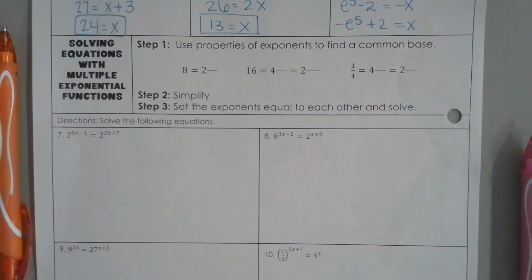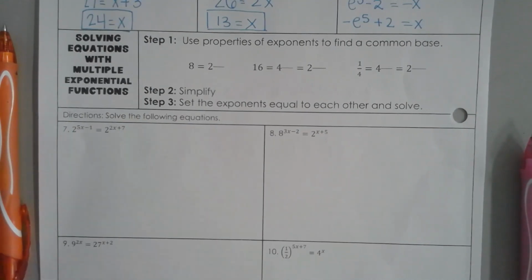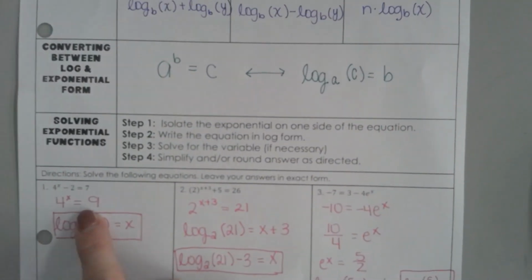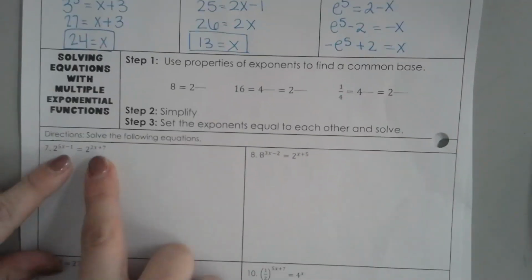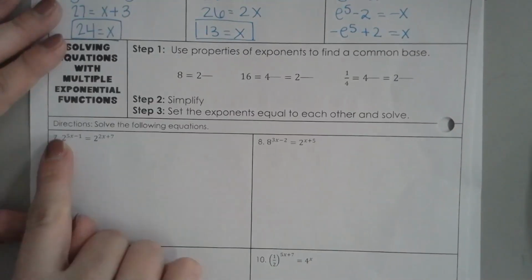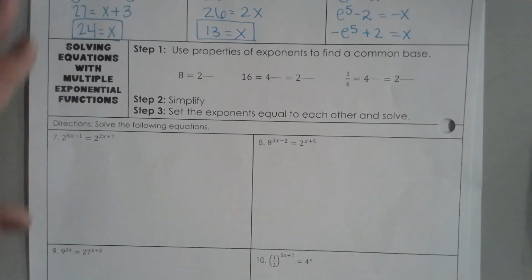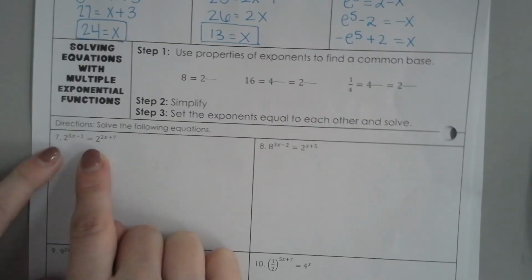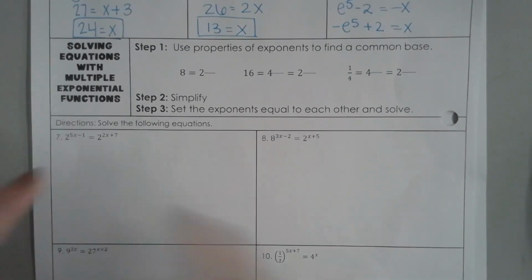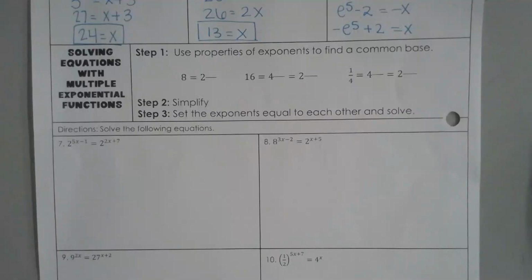Solving equations with multiple exponentials. If you compare number 7 to number 1, or any of these 1, 2, 3, notice there's only one time where the x is in an exponent. These, it's on both sides of the equal sign. In order for these problems to work, you have to have a common base. So like number 7 would work right away, because they both have a base of 2.